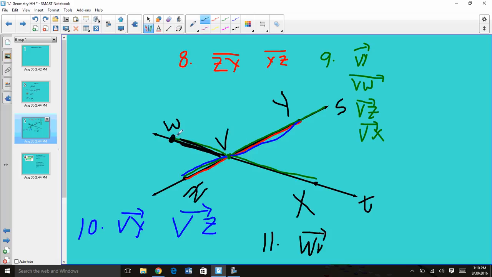Well, if you remember from class, hopefully I mentioned this, we can actually keep going and extending this ray because our ray goes on forever. So if we keep going out, we actually hit another point here. And that point is X. So WV can actually be WX as well because W, V, and X all lie on this line T. So that's a little bit more difficult.